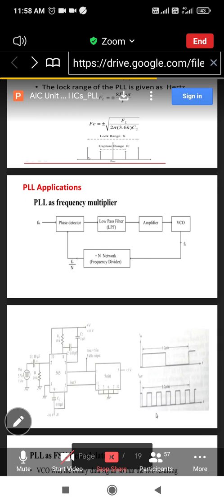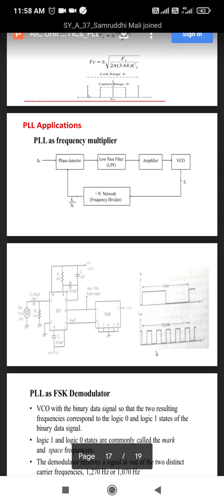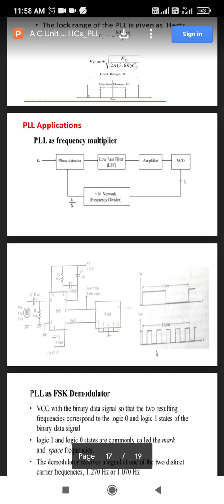So applications, in that we are going to start the first application, which is the PLL used as a frequency multiplier, or it is also known as frequency synthesizer. So what do you mean by this name, frequency multiplier or frequency synthesizer? So frequency multiplier means it will take only one reference frequency. आता रेफरन्स फ्रिक्वेन्सी म्हणजे काय, F in is a reference frequency.